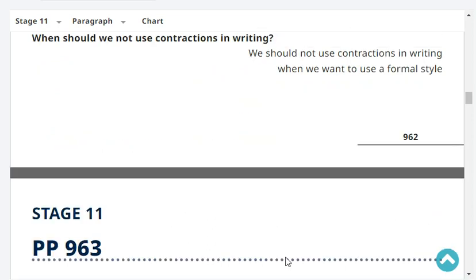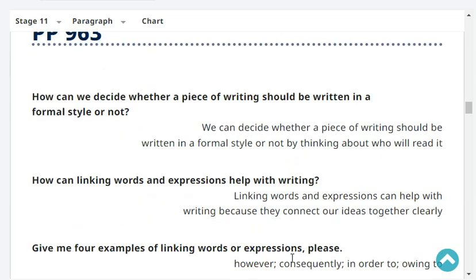When should we not use a contraction in writing? We should not use contractions in writing when we want to use a formal style. Very good. How can we decide whether a piece of writing should be written in a formal style or not?